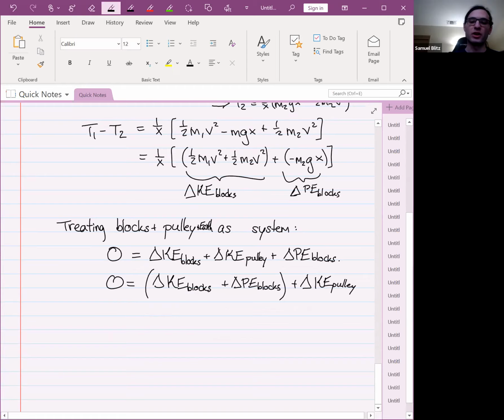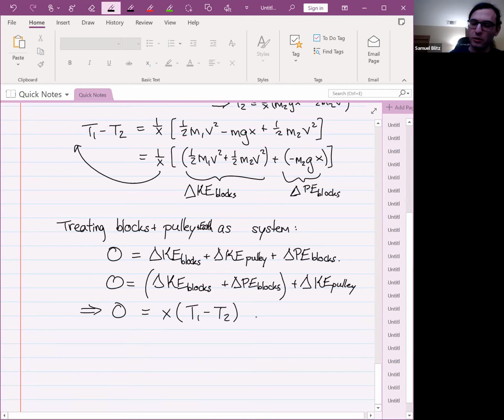Well, okay, we'd have to be a little bit careful. We should move that over to the other side first. Yeah, so what we end up with is 0 equals x times T1 minus T2 plus the change in kinetic energy of the pulley. Remember, all we care about is the difference in the tensions. And so what we're left with is that T2 minus T1 is equal to 1 over x times the change in kinetic energy of the pulley.